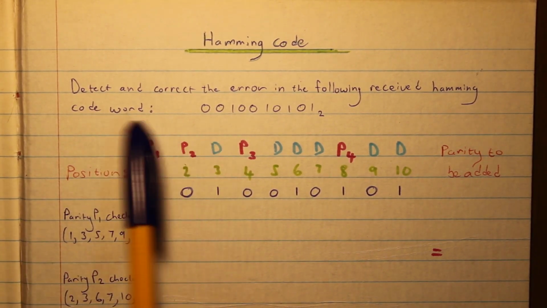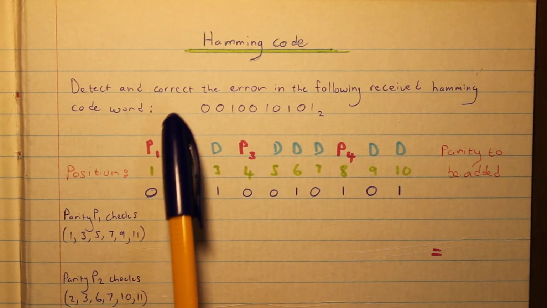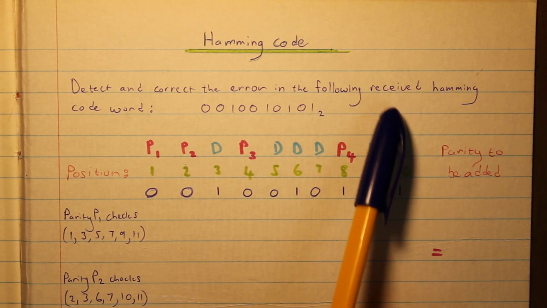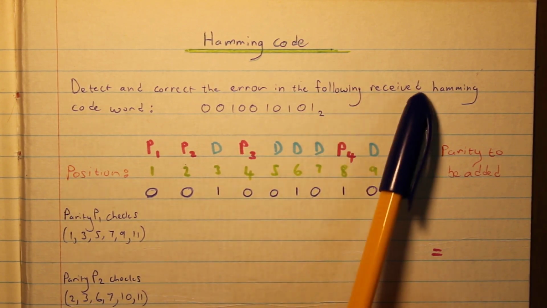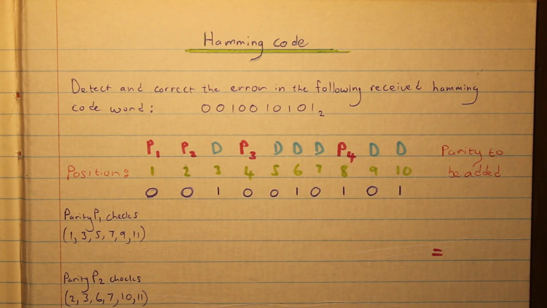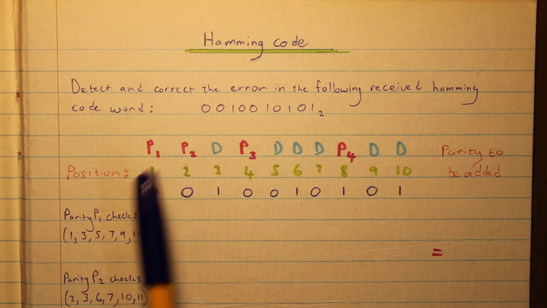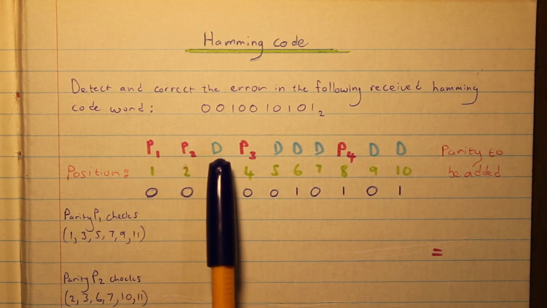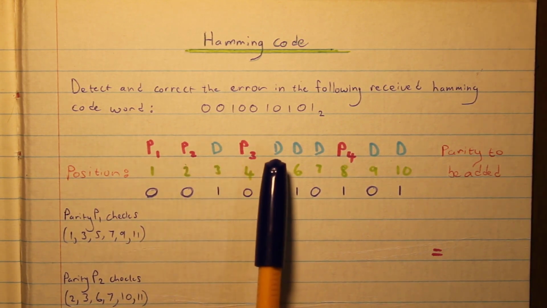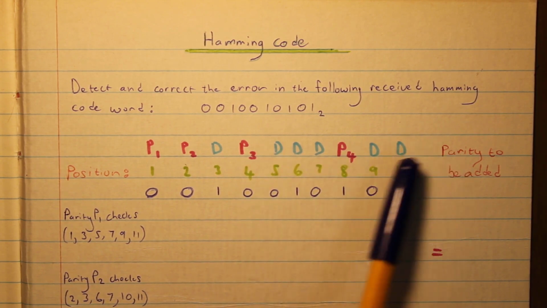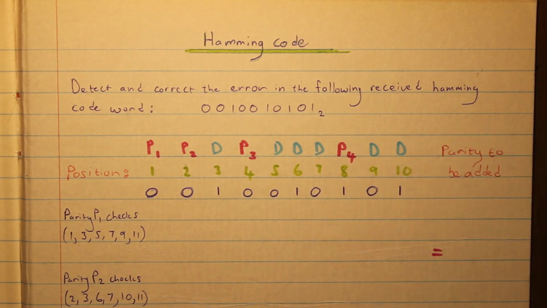So you read the question and it says here, detect and correct the error in the following received Hamming code word. And that's the key word there, received. When it says received, you know that it has the parity bits in it already. Okay, so this top line here, you just have to memorize so it doesn't change. So P1, P2, D for data, P3, data, data, data, P4, data, data, and then you can add a couple more D's if you need to.